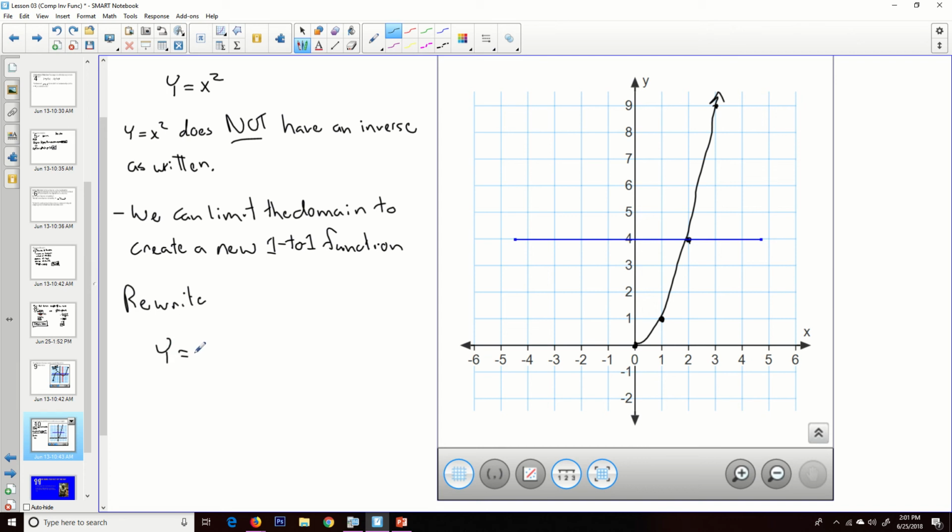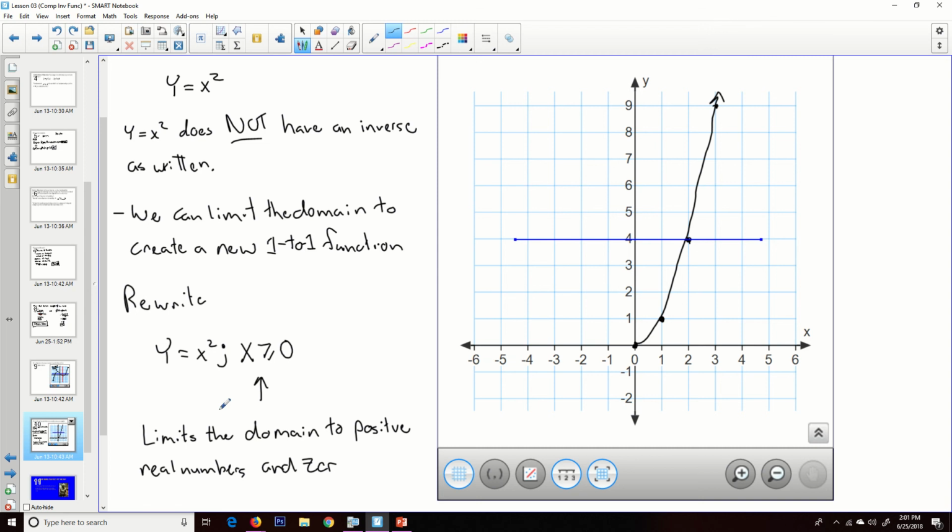By saying it is y equals x squared, we're going to put a semicolon there, and then we'll say x has to be greater than or equal to 0. So this portion right here limits the domain to positive real numbers and 0, and now we have a one-to-one function. And so this function could be found to have an inverse if we wanted to. And if we need to, I can do an example of that in class.